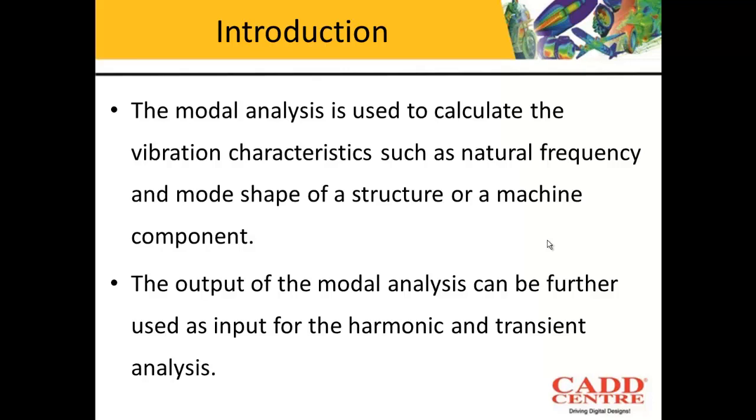The output that we get from the modal analysis can be used as an input for a harmonic or a transient analysis. As we studied earlier, there are three types of dynamic analysis, that is modal analysis, harmonic analysis and transient dynamic analysis. So first we will have to perform the modal analysis, and the results of that modal analysis will be taken into the harmonic analysis or transient dynamic analysis, and then we will perform the respective analysis.